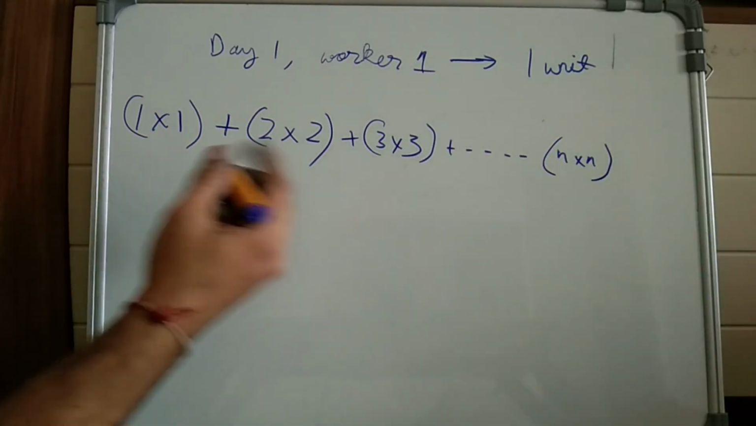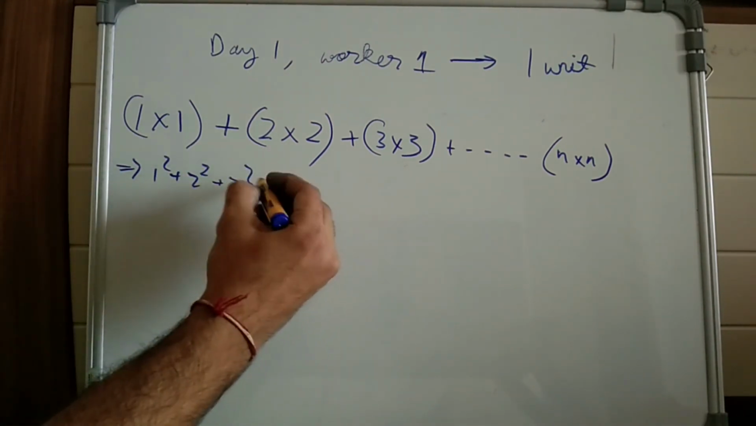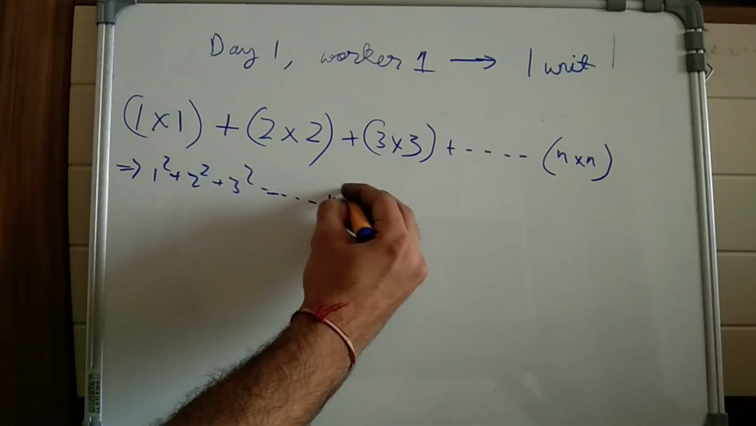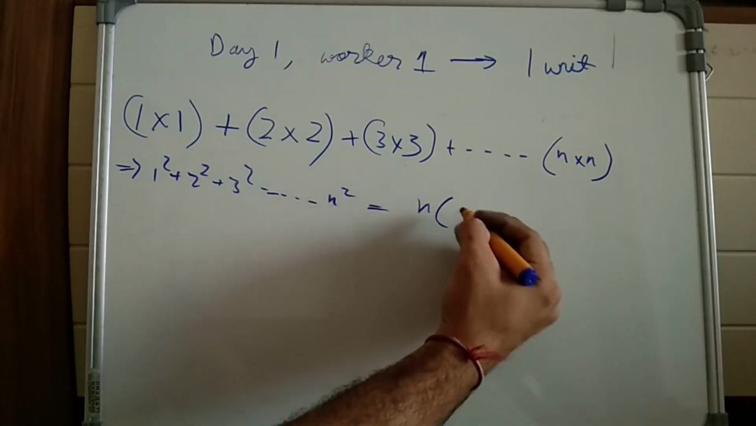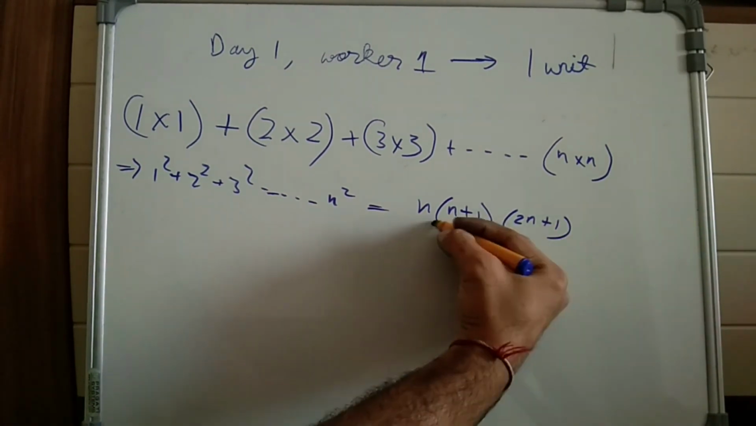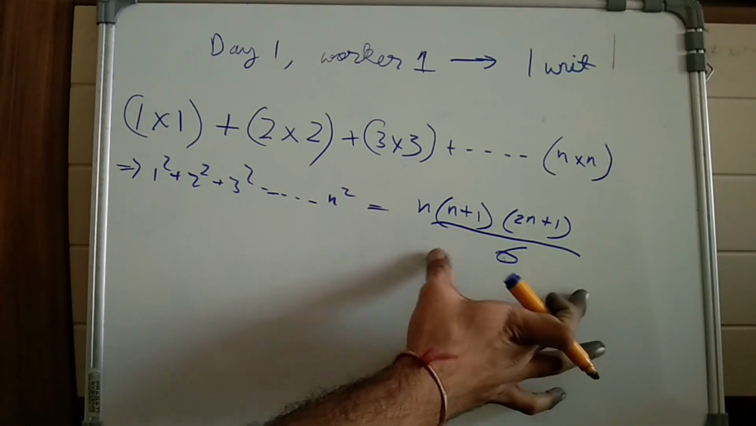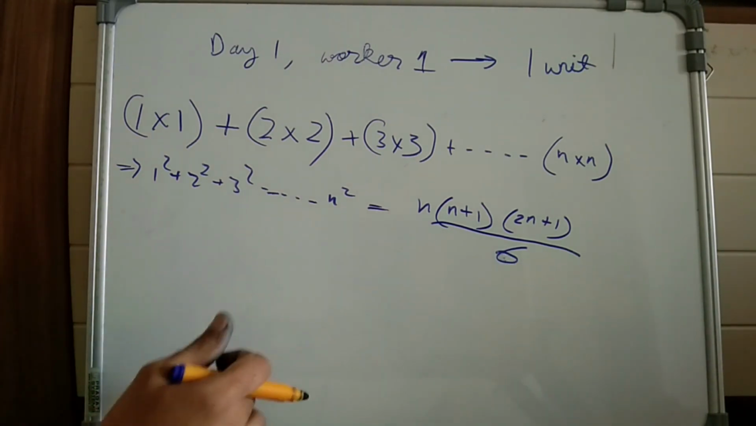Okay, so this is nothing but 1 square plus 2 square plus 3 square all the way up to n. So this is nothing but n into n plus 1 into 2n plus 1 by 6. Okay, so this is the total work.